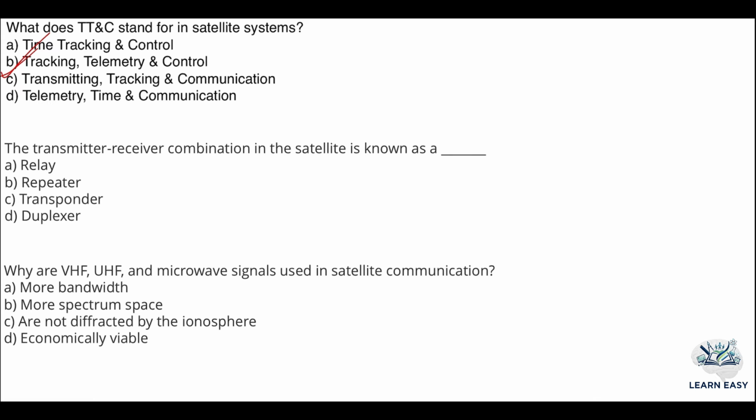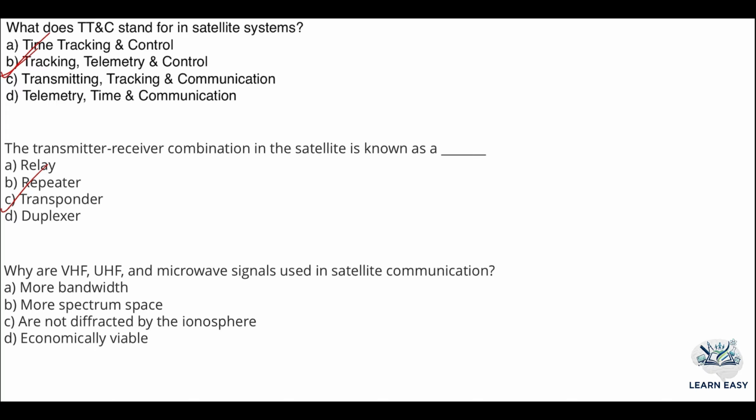Next, the transmitter-receiver combination in the satellite is known as dash. Option A, relay. Option B, repeater. Option C, transponder. Option D, duplexer. We know that the transmitter and receiver combination in a satellite is known as the transponder. Actually, what is a transponder? What is the function that it is doing? In a satellite, the transponder will receive the uplink signal from the earth station, then amplify it, change its frequency, and retransmit it to the earth on the downlink. So it performs both the transmitter and the receiver function, hence it is known as the transponder. Next question.